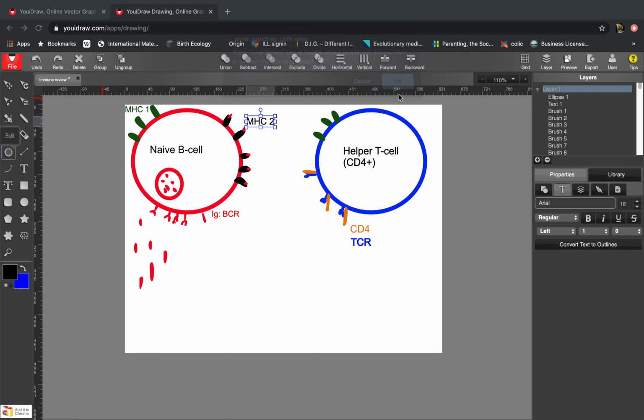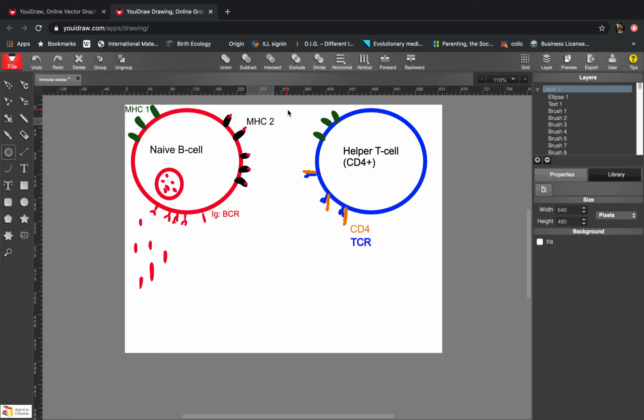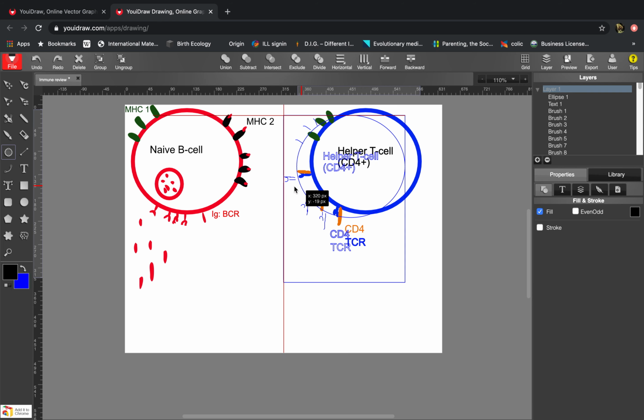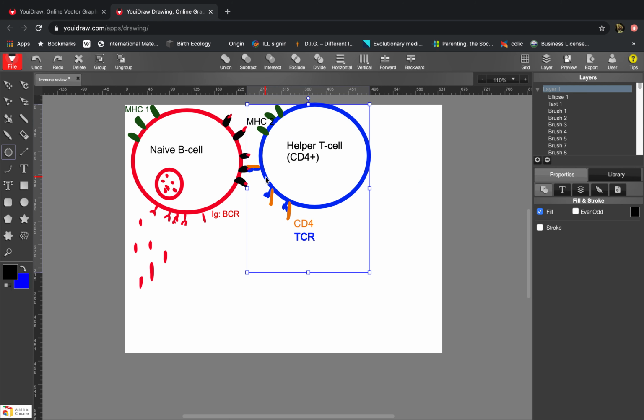So let me see if I can move this closer here so we can see this happening. Let's see, I think we can do this faster. There we go. All right, so we have successful binding. Now, both these cells are going to become activated.